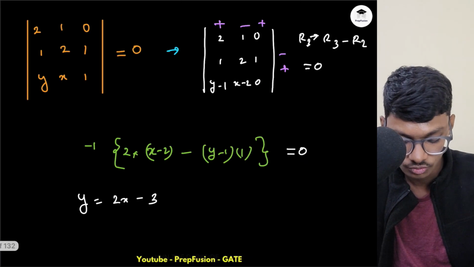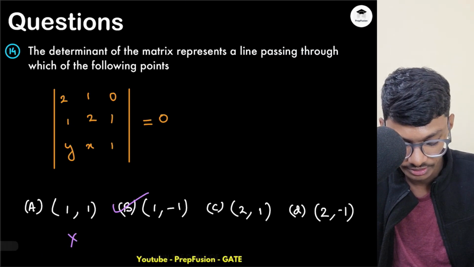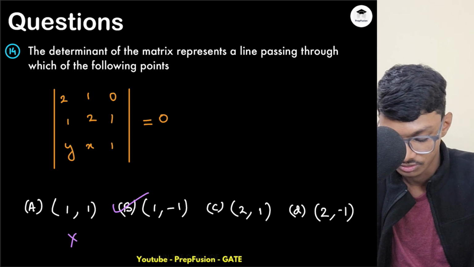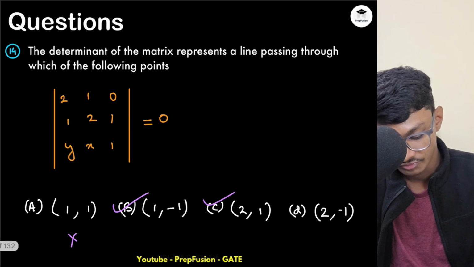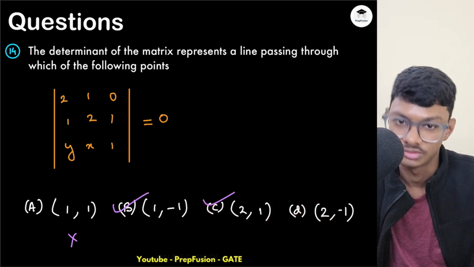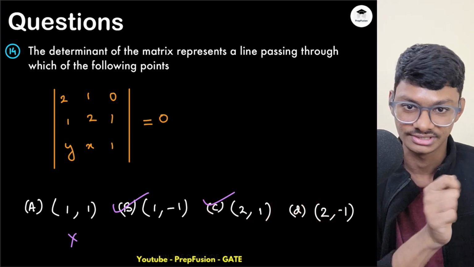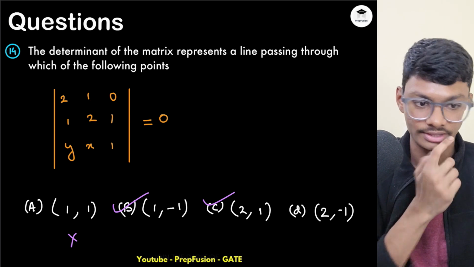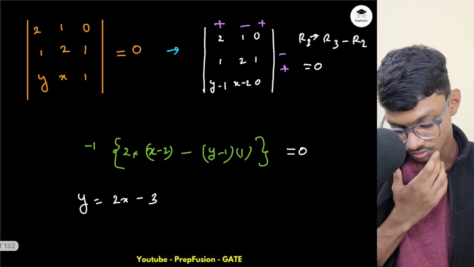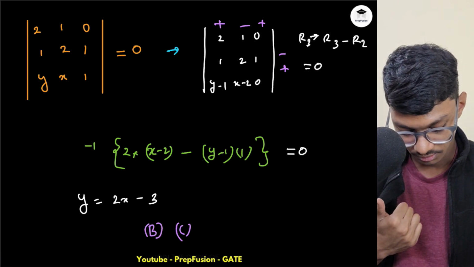If I put x equals 2, what do I get? x equals 2 means y equals 1. Yes, this one is also correct, because if I put x equals 2, I get y equals 1. Now if I put x equals 2 again, it is telling me that I will get minus 1, which is not possible. We can only get one point with a straight line, right? We can't get the same x with two values, else it won't be continuous. So this is wrong. Our answer is B and C.